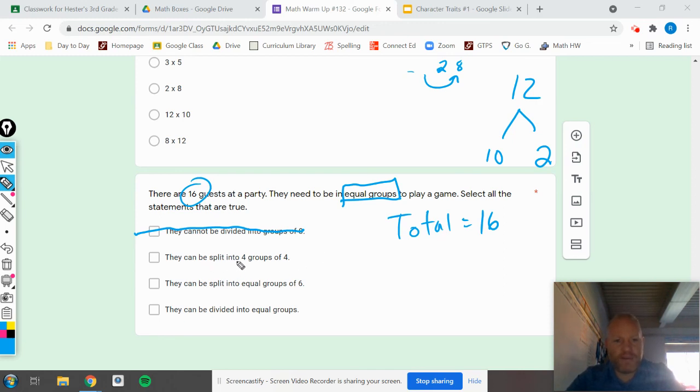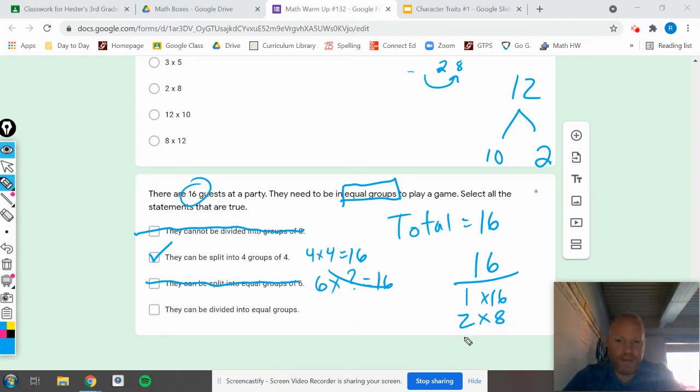They can be split into 4 groups of 4. 4 times 4 equals 16. So that's a good one. They can be split into groups of 6. No. 6 times nothing equals 16. Can't do it, so that's not it. They can be divided into equal groups. Yeah, you could do 1 group of 16, 2 groups of 8, 4 groups of 4. So they can be divided.